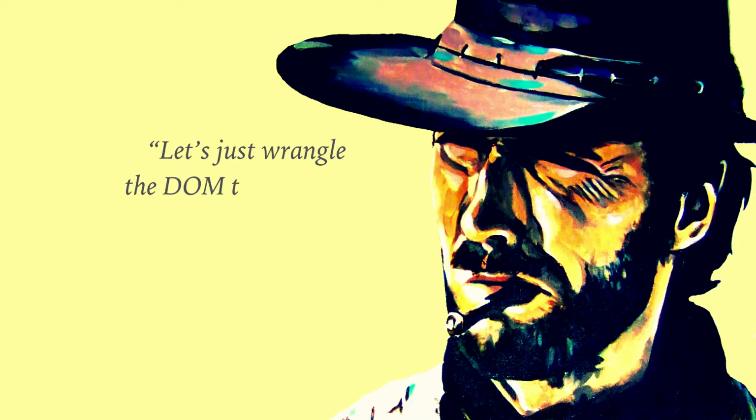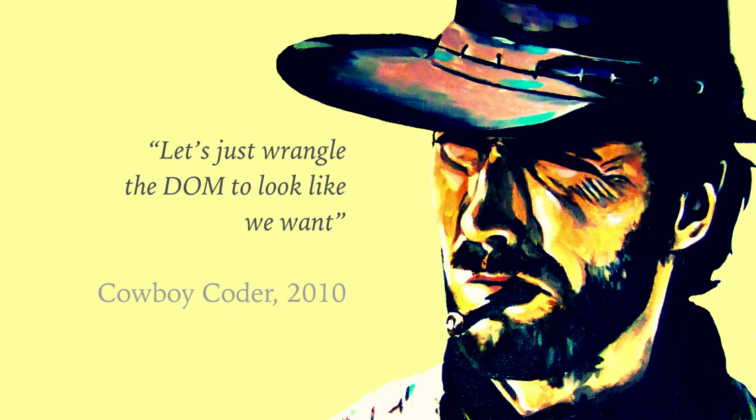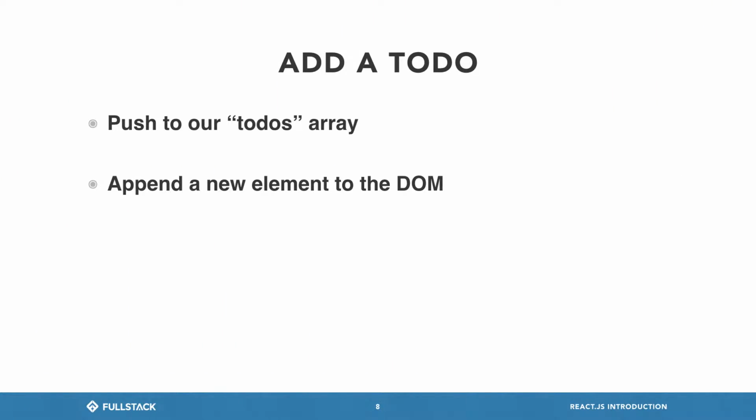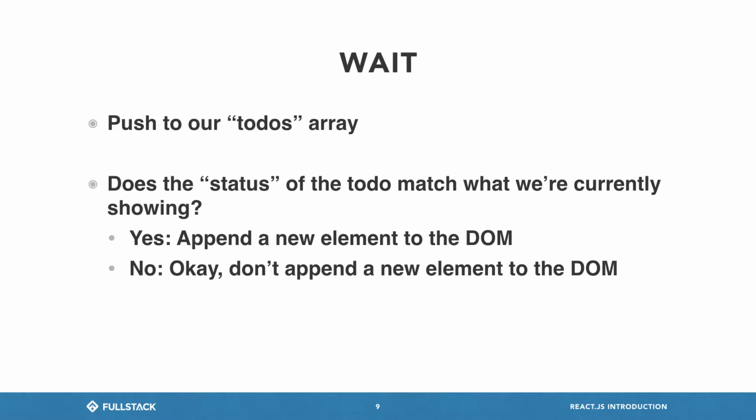Well, we could be a cowboy coder. It's like, well, we'll just force the DOM to look how we want. So if we added a to-do, we could push to our to-dos array that's on our front end. We could then append a new element to the DOM. That seems straightforward, super easy, love it. But wait, does the status of the new to-do match the status that is currently showing? It's like, okay, yes, append it. No, okay, don't append it. It's fine.